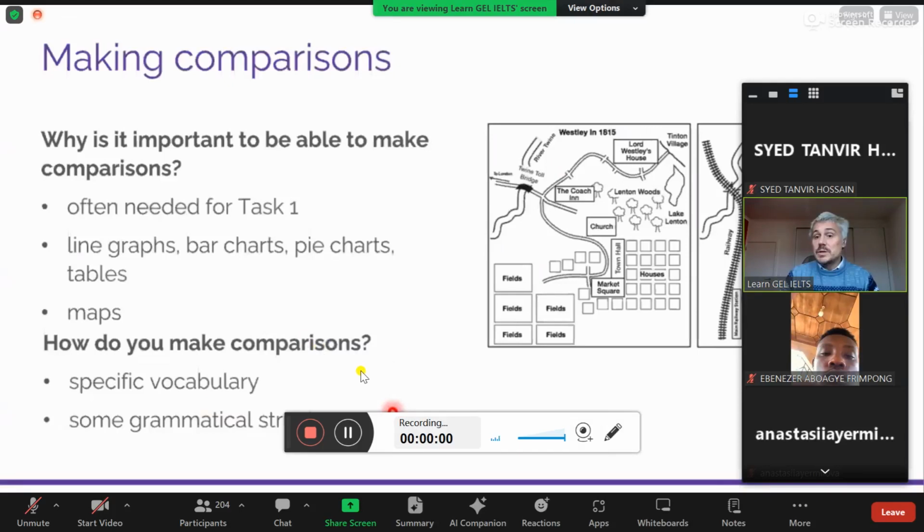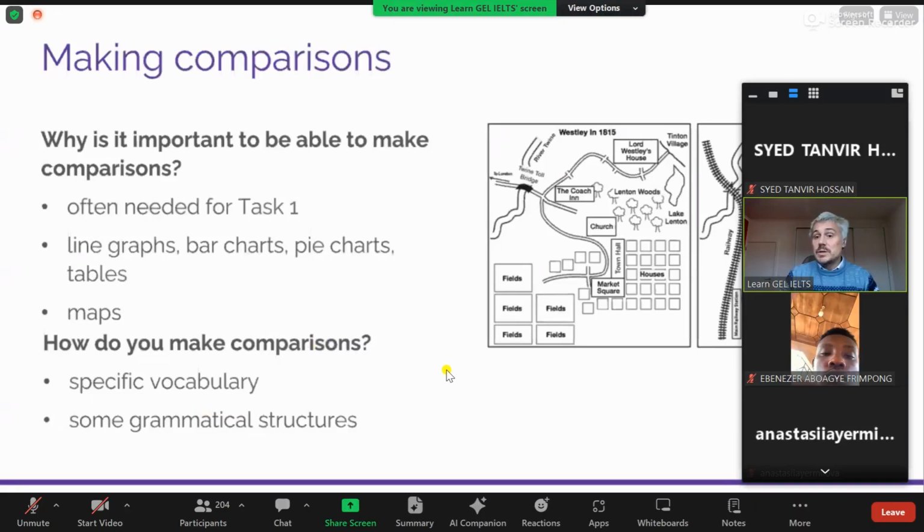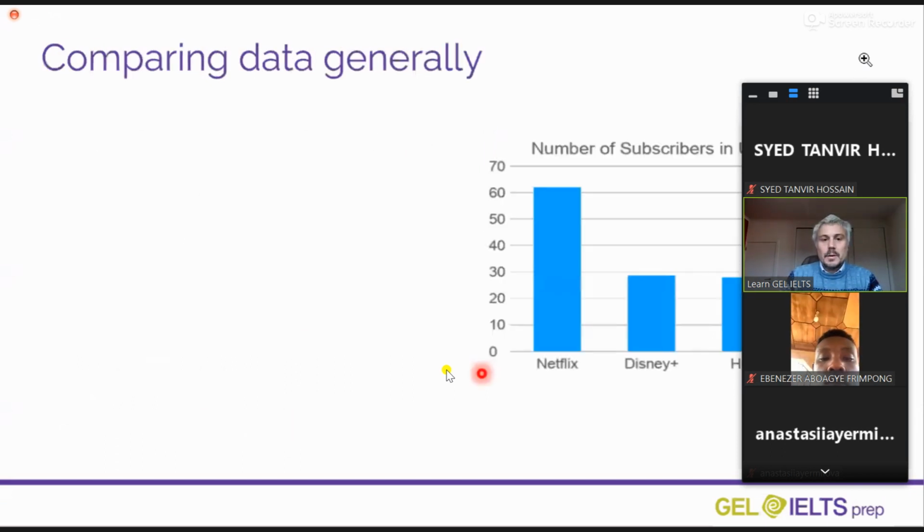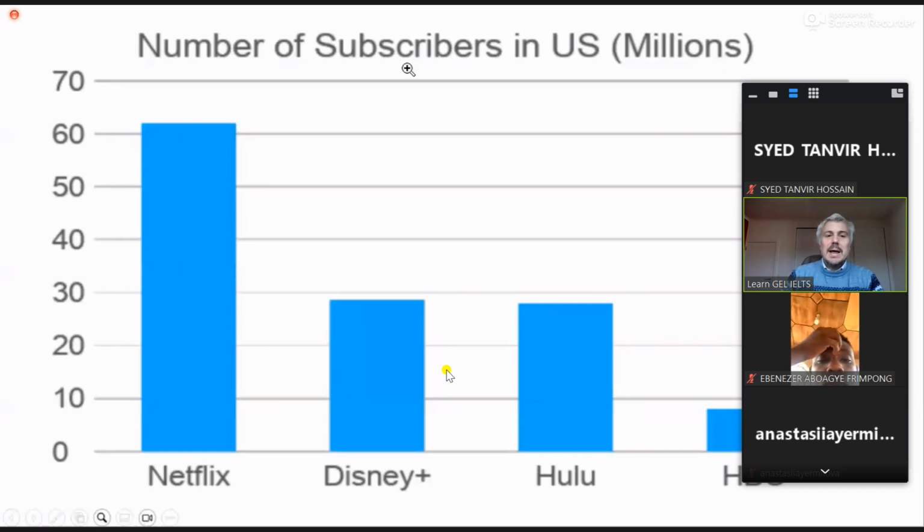Of this class, we're going to look at vocabulary and grammar structures we can use to make comparisons. Let's start by looking at this bar chart. It shows us how many people subscribe in millions. So these numbers represent millions of people to different online video streaming services: Netflix, Disney, Hulu, and HBO.